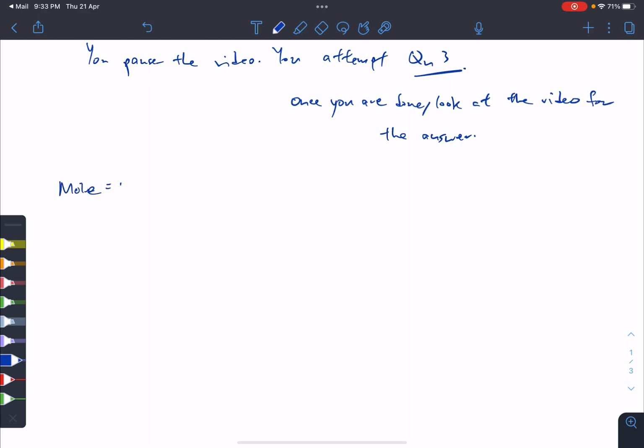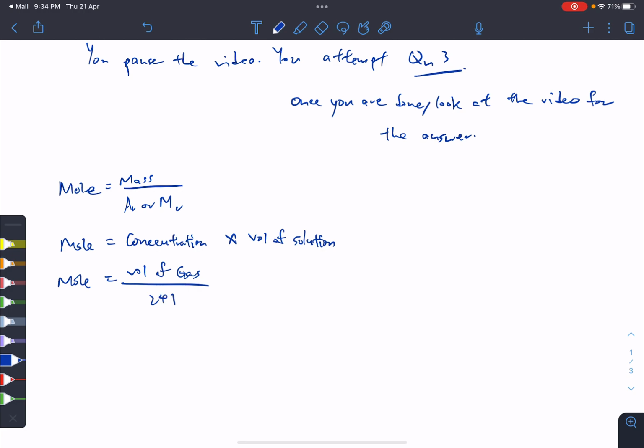Mole equal to mass over Ar or Mr. Mole equal to concentration times volume of solution. Mole equal to volume of gas over 24 dm cube, which is called molar volume. Mole equal to number of particles over 6 times 10 power 23, which is also known as the Avogadro constant.